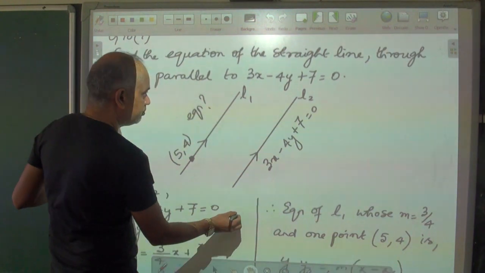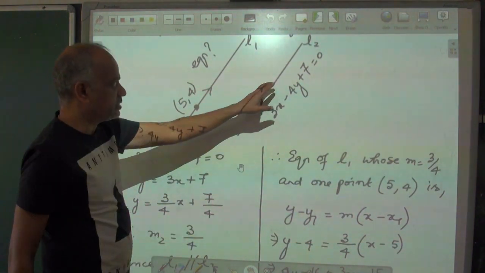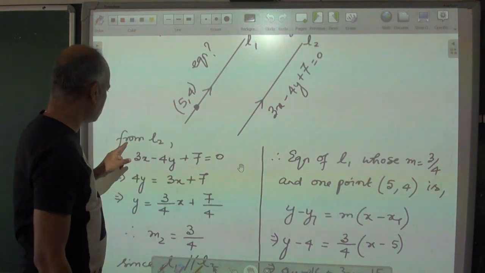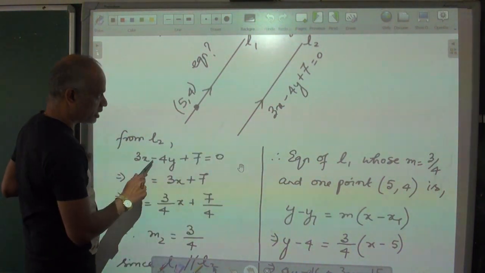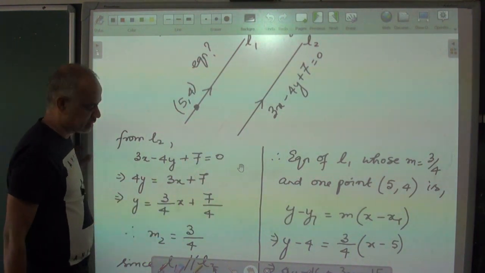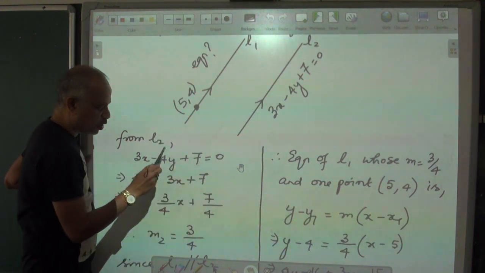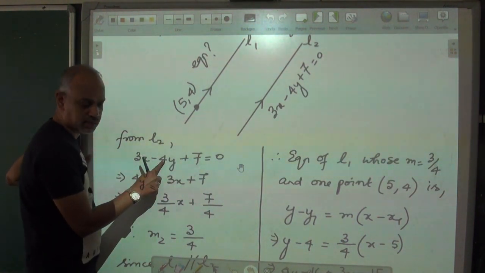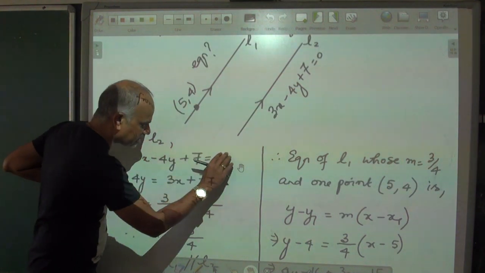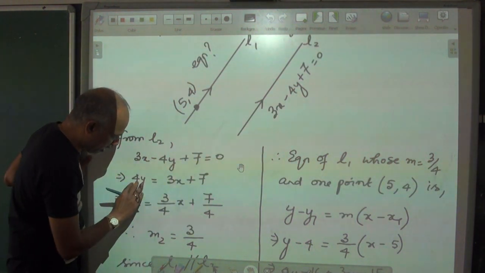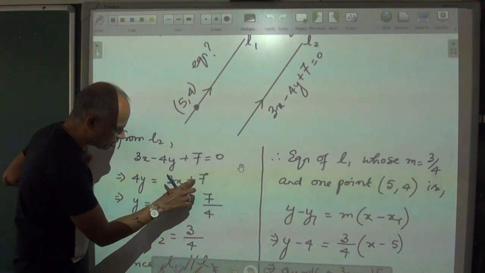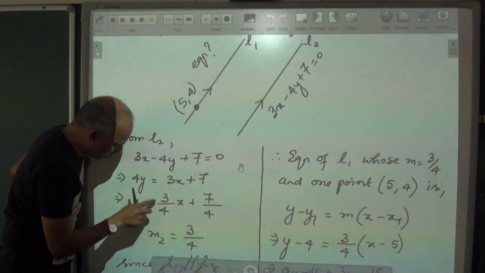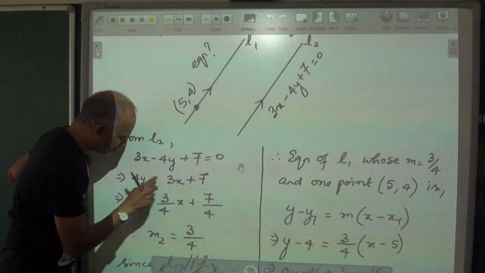So, we'll start with line 2. Why start with line 2 is because you know its equation. So, for line 2, the equation is 3x minus 4y plus 7 is equal to 0. Arrange this in the form y is equal to mx plus c, which means y should be on the left side, but it's a negative term, so shift it that side. That gives you plus 4y. 4y is equal to 3x plus 7. Shift the 4 to the other side, y is equal to 3 by 4 x plus 7 by 4.